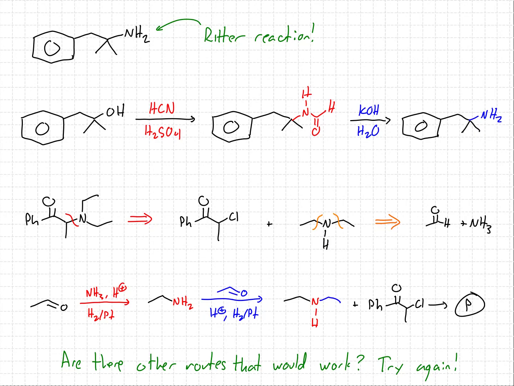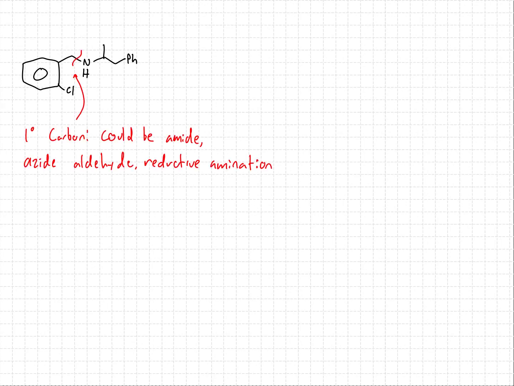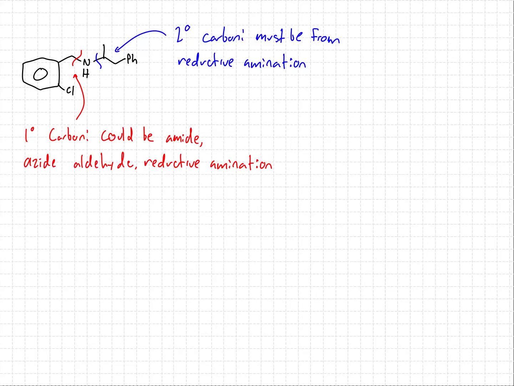Try these again. In the case of clobenzarex, we have a much more complicated set of routes that we could put together. There's lots of potential right answers here. For instance, on this side of the nitrogen we have a primary carbon, which means that could be derived from an amide, an azide, an aldehyde, or reductive amination. Over here we have a secondary carbon, which means that we are restricted to using only reductive amination. There are lots of possible routes.